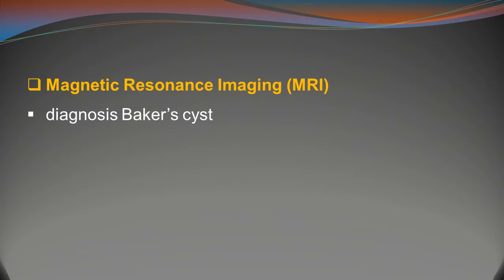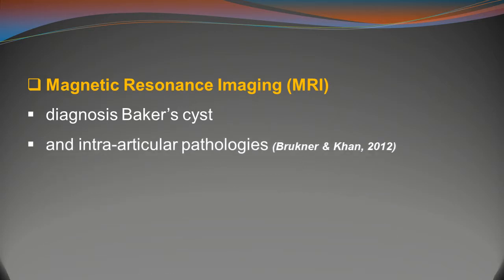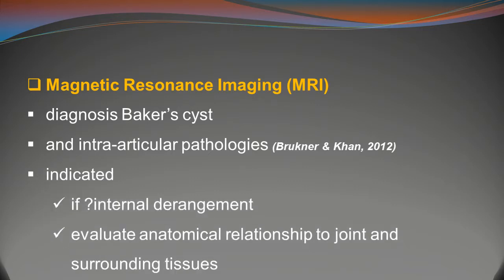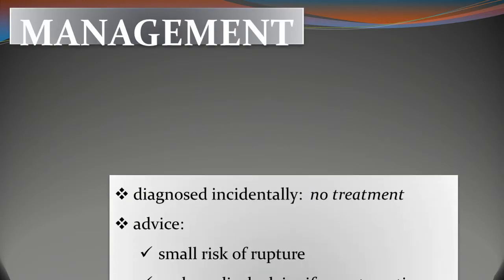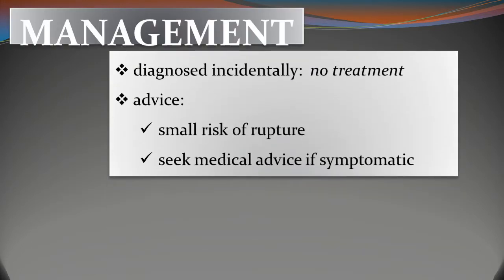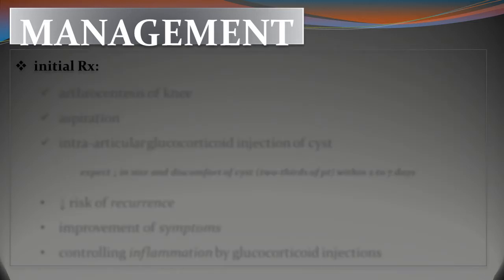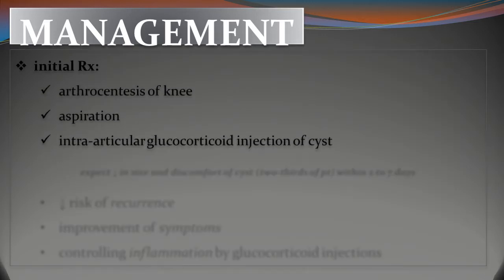MRI is the gold standard for the diagnosis of Baker's cyst and intra-articular pathologies. It is indicated if there is internal derangement, and to evaluate the anatomical relation of the joint and surrounding tissue. So if diagnosed incidentally, no treatment is advised; there is a small risk of rupture, so seek medical advice; symptomatic prevention is not possible. So regular exercises for the management of osteoarthritis.